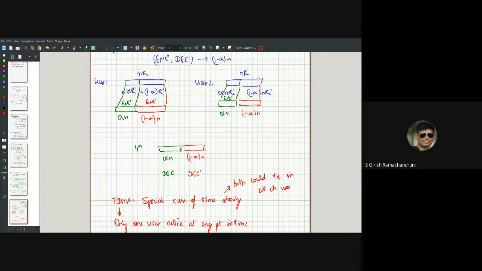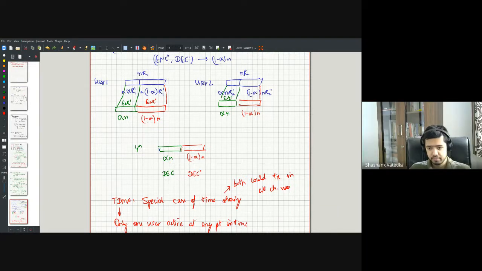Unless otherwise we know it is encoder double prime, only then can it use the decoder double prime to decode. That is the final state, right? That is true. But this information we assume is already shared.